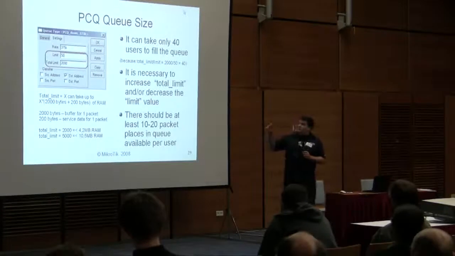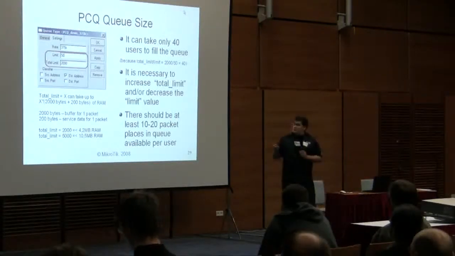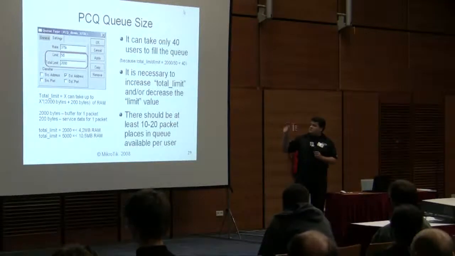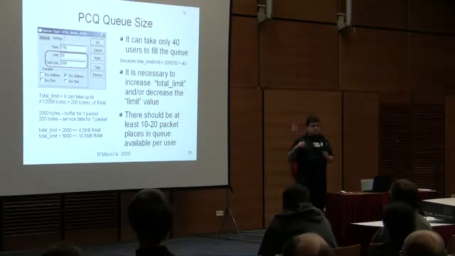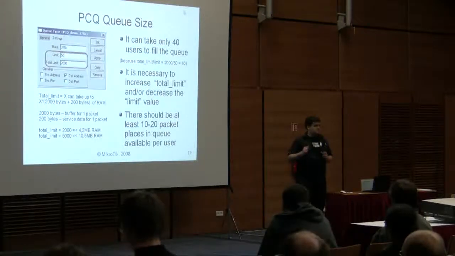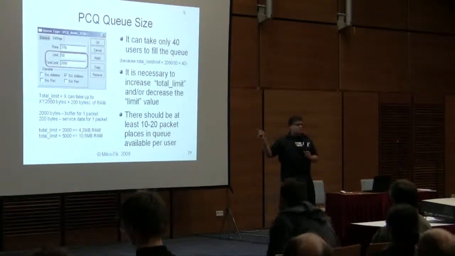By default, it will take only 40 active users, let's say peer-to-peer guys who are downloading movies from torrents. Only 40 or 50 guys are needed to make your PCQ queue completely full, 2,000 packets full. So the next guy who will try to download something will have dropped packets, because there's no place to queue them, no place for packets to wait until they can be sent out. And then that's where the packet loss comes in.